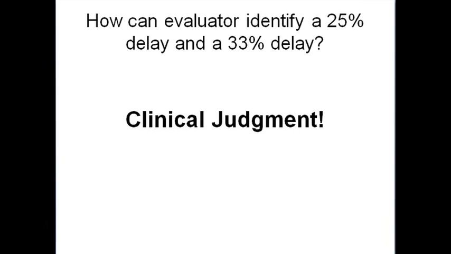I do want to repeat that you must know that being typical does not mean getting 100% correct, all right? So how can an evaluator identify 25% delay and 33% delay? It's your clinical judgment. It's looking at a lot of typically developing kids, doing the same tasks again and again in the same way, and assessing, learning from what you do.